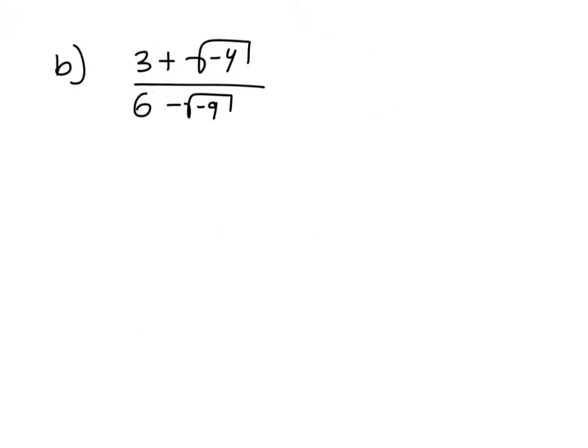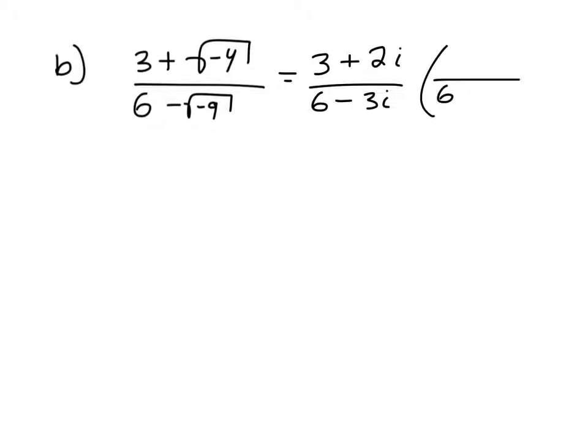In this example, the first thing I'm going to do is get rid of the negative inside the square root by using imaginary numbers. So I'll have 3 plus the square root of 4 times i. Square root of 4 is 2, so that's 2i. Then 6 minus the square root of 9 times i, which would be 3i. Square root of 9 is 3. Then I'm going to multiply the top and the bottom by the conjugate of the denominator, which would be 6 plus 3i.